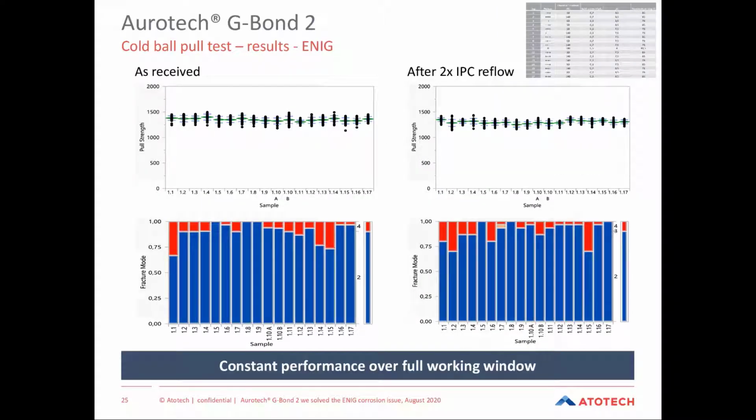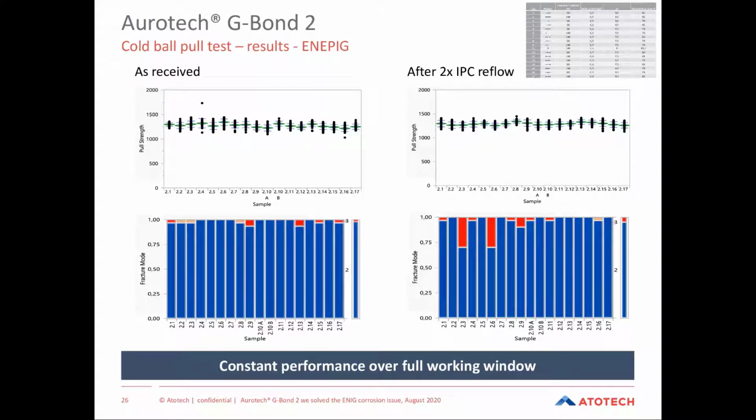What we see for ENIG is that the pull strength is consistent for the full working window that was tested. On the left side, the as received results. On the right side, the results after 2 times reflow aging. And again, we see that they are basically all passed for ENIG. If we move to the next slide, the ENEPIG results are again very consistent. So there are no conditions which are really far out and which are really failed.